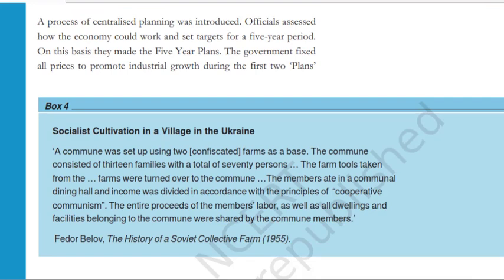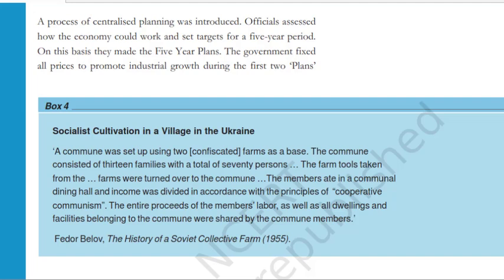A commune was set up using two confiscated farms as a base. The commune consisted of 13 families with a total of 70 persons, the farm tools taken from the farms were turned over to the commune, the members ate in a communal dining hall and income was divided in accordance with the principles of cooperative communism. The entire proceeds of the members' labor as well as all dwellings and facilities belonging to the commune were shared by the commune members. Fedor Belov, The History of a Soviet Collective Farm, 1955.